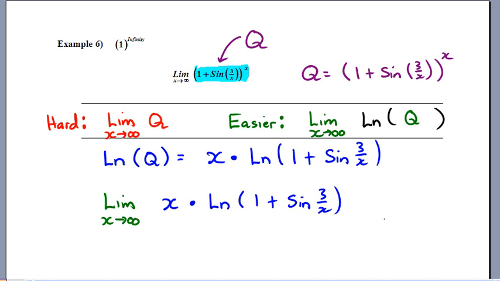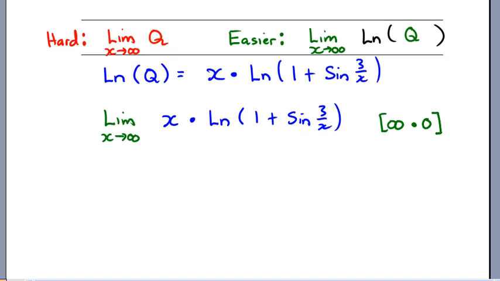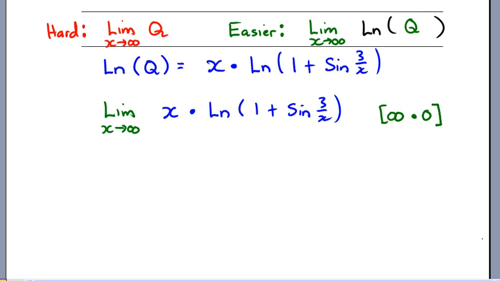I've got an infinity here multiplied by, now this ln of 1 plus sine of that, that's like the ln of 1. Well, that's actually a 0. Okay, so we have that 0 times infinity again. We want to write that as either an infinity on infinity or a 0 on 0. We got to turn this into a fraction in order for this easier limit to be doable.